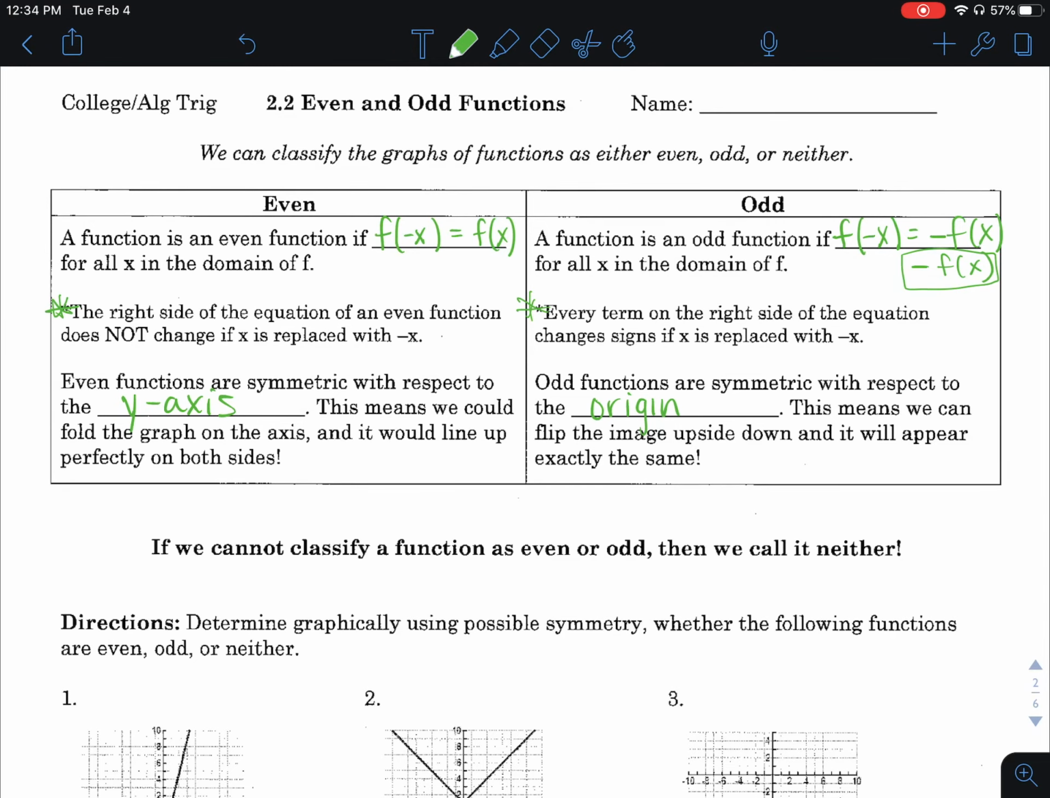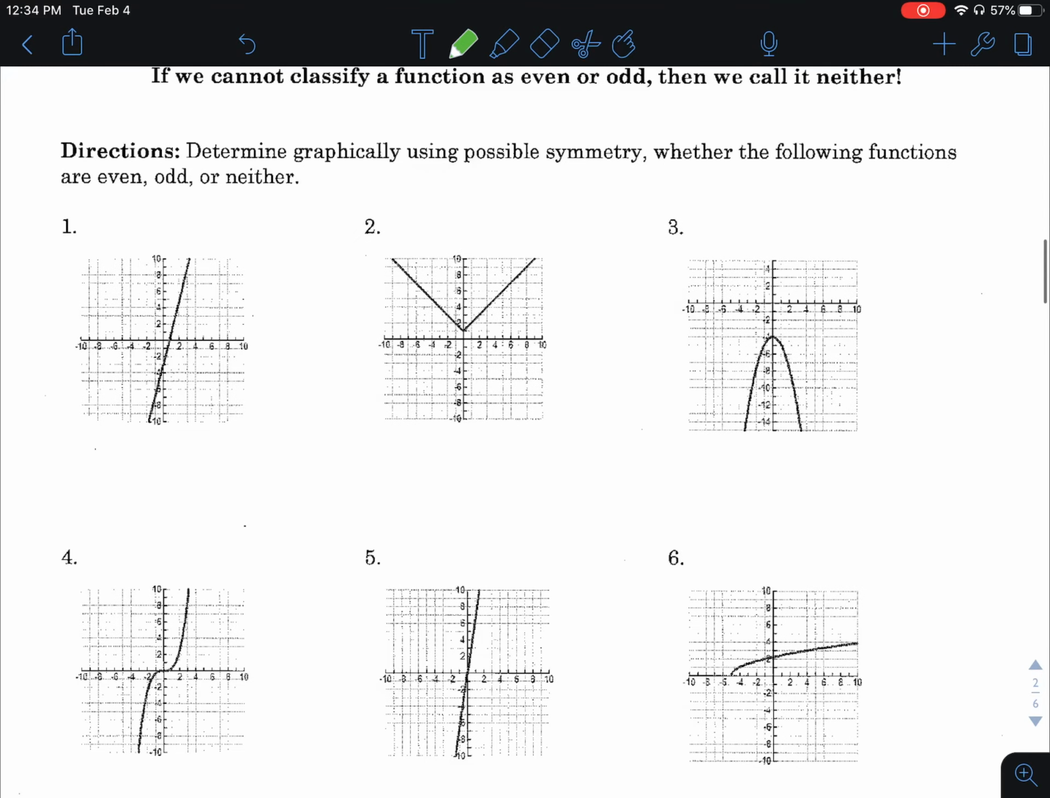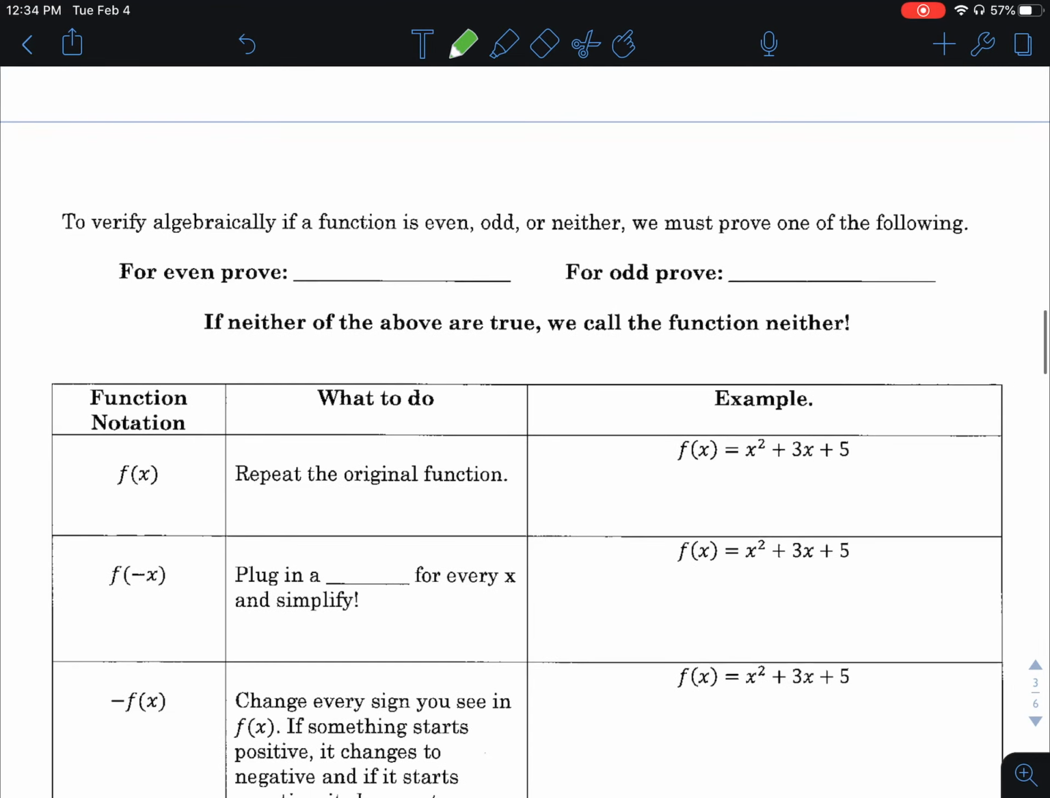Okay, so now we're going to do some work. On your own, you are going to classify these graphs as even, odd, or neither. You can come back to that. Okay, so flip on over to the next page.